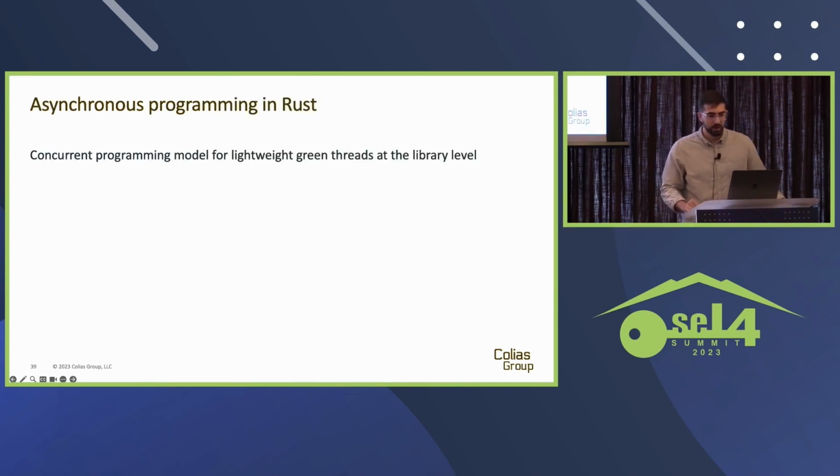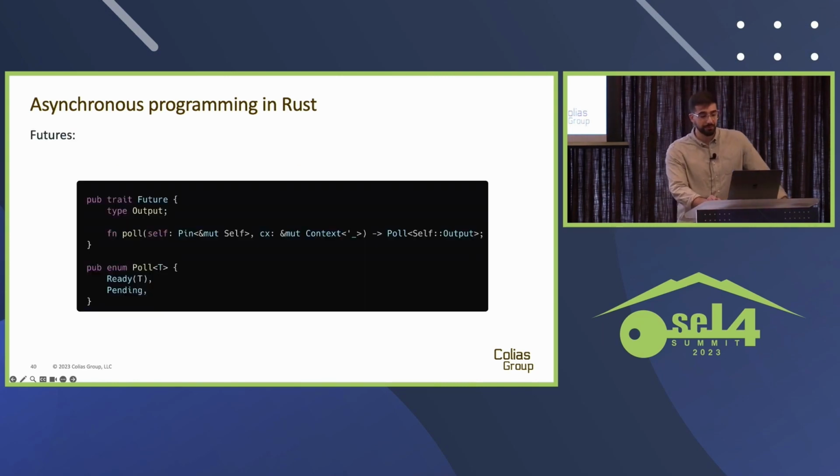Async Rust is a concurrent programming model for lightweight green threads. It's implemented almost entirely at the library level, and the programmer is given lots of freedom for how to run and use these green threads, and we will make use of that freedom. The design is based on this Future trait from the standard library. A future is a stateful non-blocking computation whose status you can poll. When you call poll, the future makes as much progress as it can and then reports whether or not the output is ready. And crucially, there's machinery for signaling when a future might be able to make progress to avoid unproductive polls.